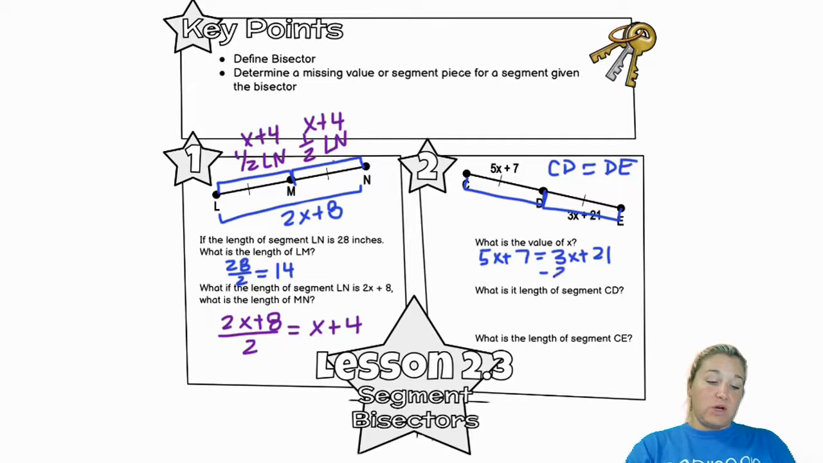So I can subtract 3x. I didn't leave myself very much room, did I? I'm going to come over here. And so I have 2x plus 7 equals 21. I'll subtract 7 from each side.